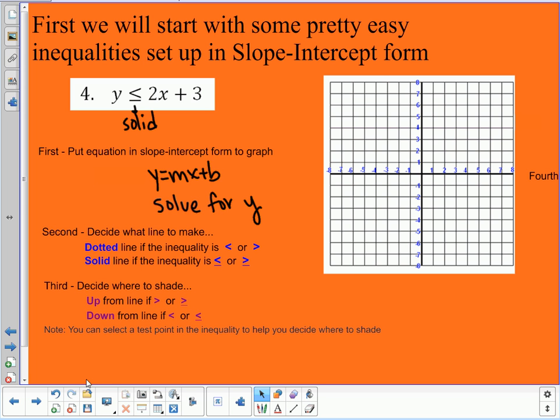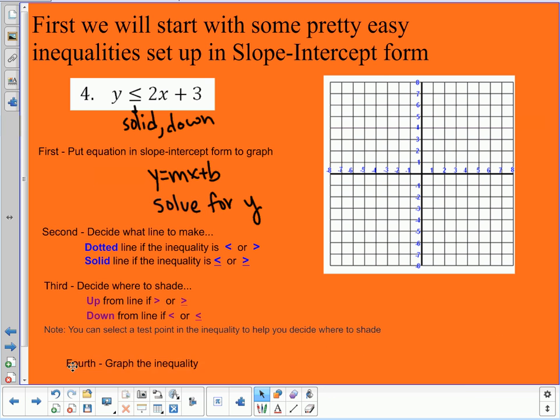Now if it's hard for you to think about the up and down, you can always just pick a point. Plug it into the inequality and decide if it's true or not. If it's true, shade wherever that point is. If it's not true, shade the other side of the line from where that point is. So you can always do a test point if that would make you feel better. Now I'm looking at less than or equal to, so I know I'm going to shade down in this case.